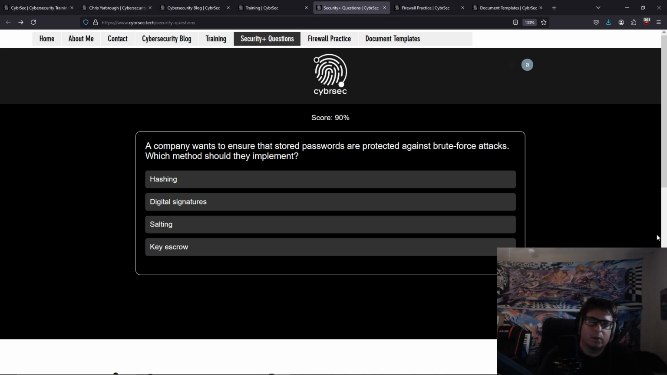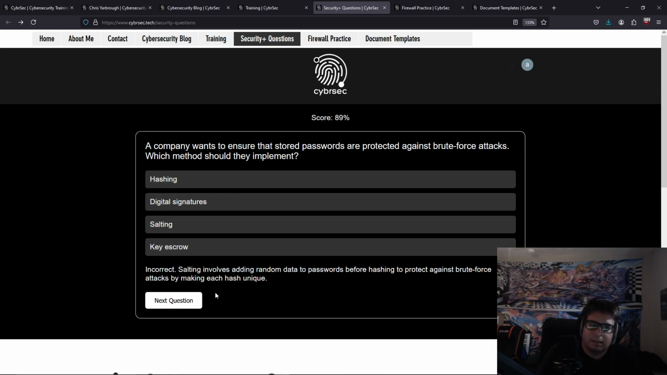A company wants to ensure that stored passwords are protected against brute force attacks. Which method should they implement? Stored passwords are protected against brute force, so you need to hash it. Salting. Of course, you salt the hash. Alex, hello. Read all the answers, please. Please, Alex.